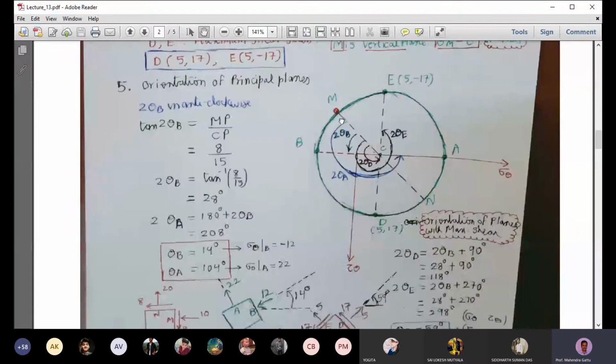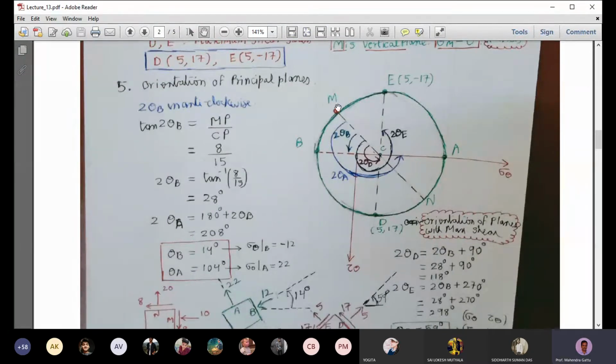So what we do? This angle is 2 theta b, and from M to A, the angle subtended at the center is 2 theta A. So we want to find what is 2 theta b and what is 2 theta A. To find 2 theta b, from M we'll draw a normal and it intersects the sigma theta axis at P. So we take tan 2 theta b is MP by CP.